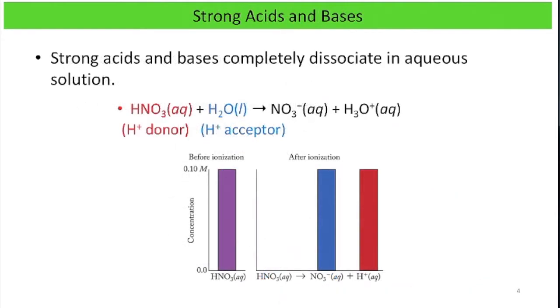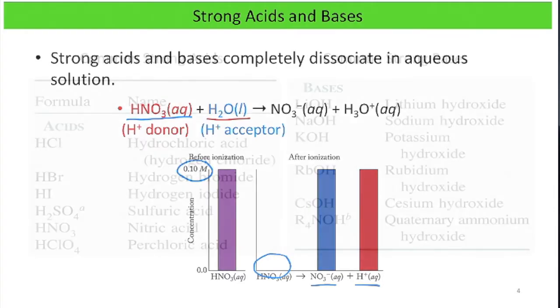So here's a graphical representation of a strong acid ionizing in solution. It's the same picture for a strong base. So in this case we have nitric acid, HNO3. That's the acid. It's dissolving in water, H2O. So there is the base in this particular example. So if we had 0.1 molar nitric acid at the beginning of our reaction, in the end, we don't have any nitric acid and we only have its ions in solution because nitric acid is a strong acid and it ionizes completely.